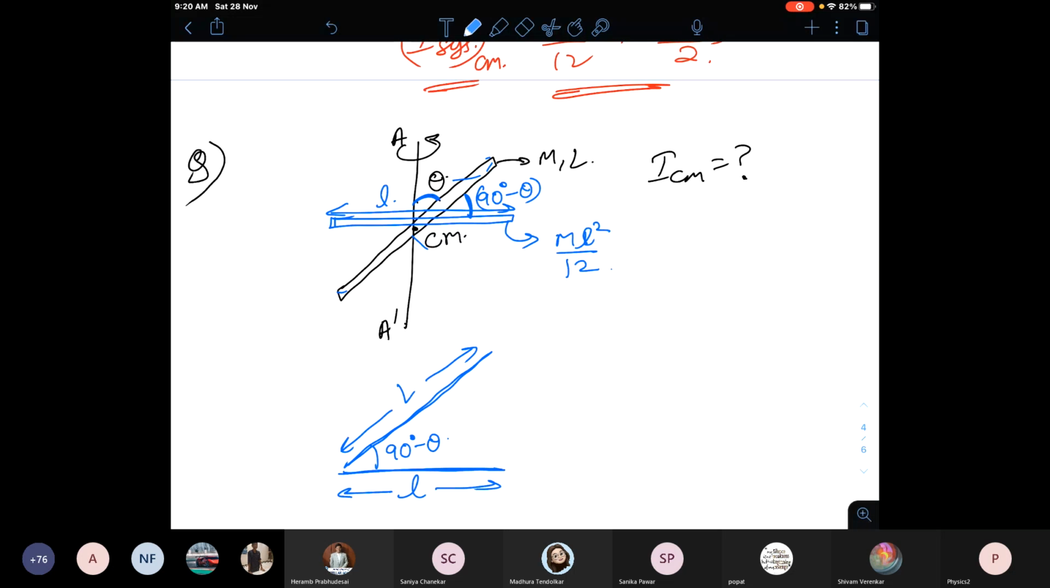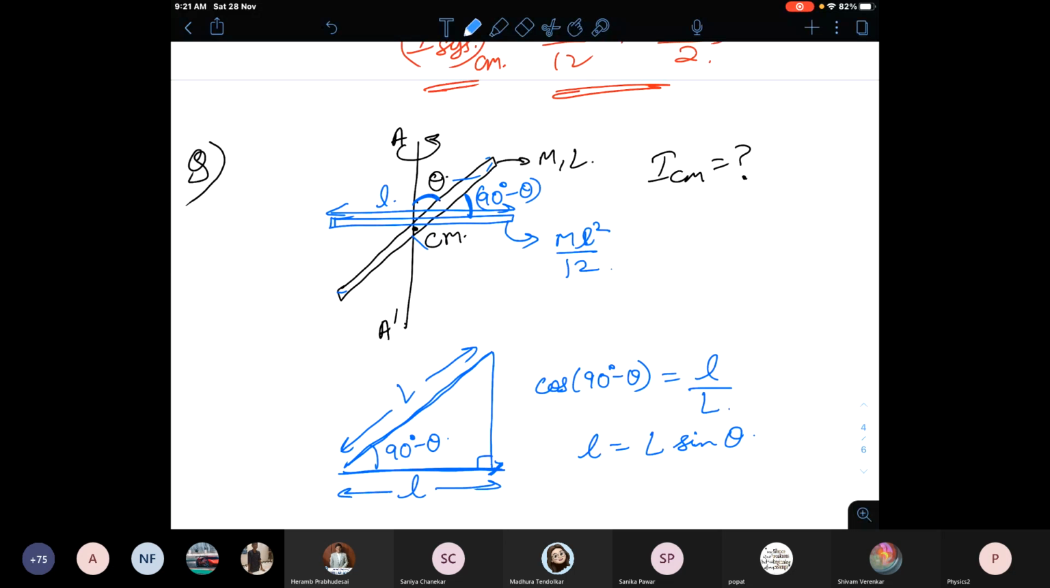So if you drop a perpendicular over here, we can write cos of 90 minus theta is equal to small l by capital L. You can replace cos of 90 minus theta with sine theta. So small l comes out to be capital L sine theta. Cos of 90 minus theta is sine theta, everybody knows that, you must have done it many a times.